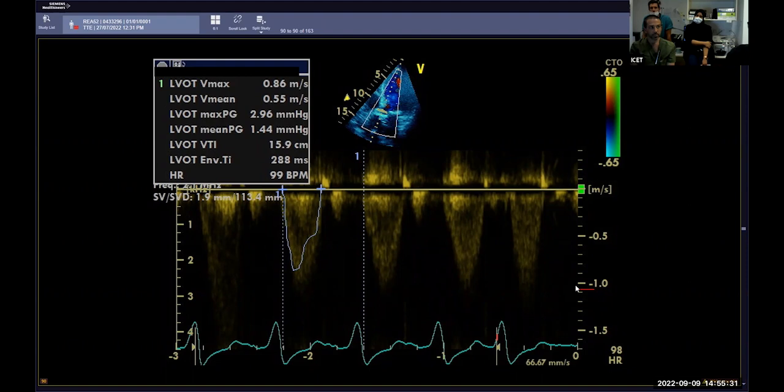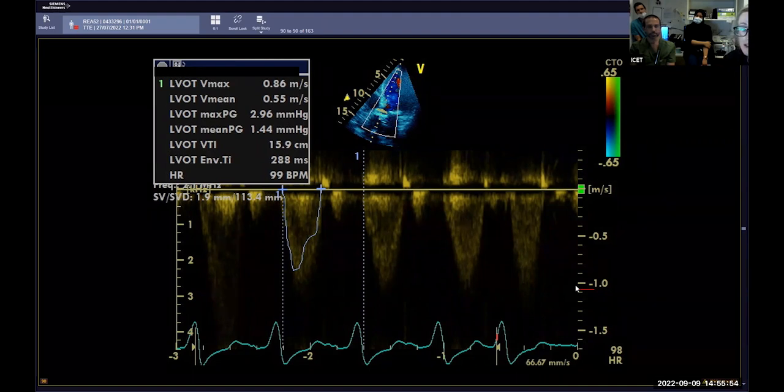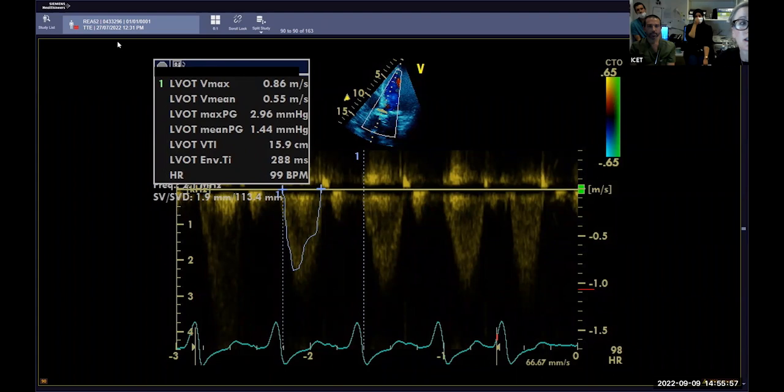So what's the magic stroke volume index number that we'd be looking for to decide whether, because remember we can get paradoxical low flow, low gradient as well, where you have normal EF, but because they've got a small cavity, their stroke volume index is less than 35? 35 mils per meter squared. Nice. So that was, I guess, a classic renal failure patient with some severe calcific aortic stenosis.